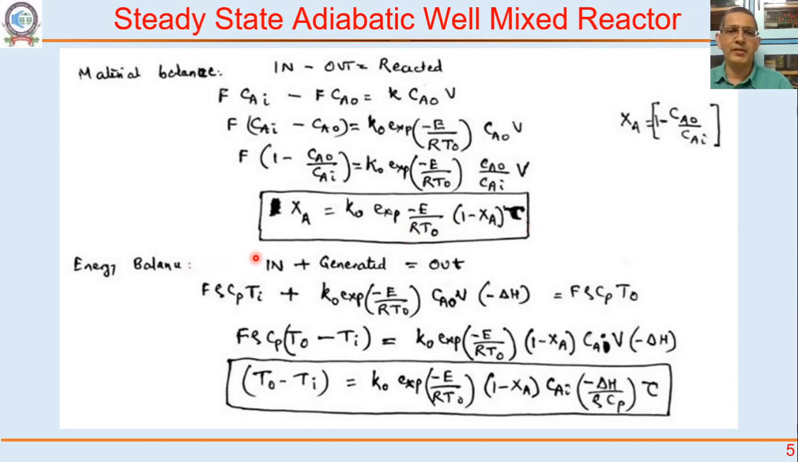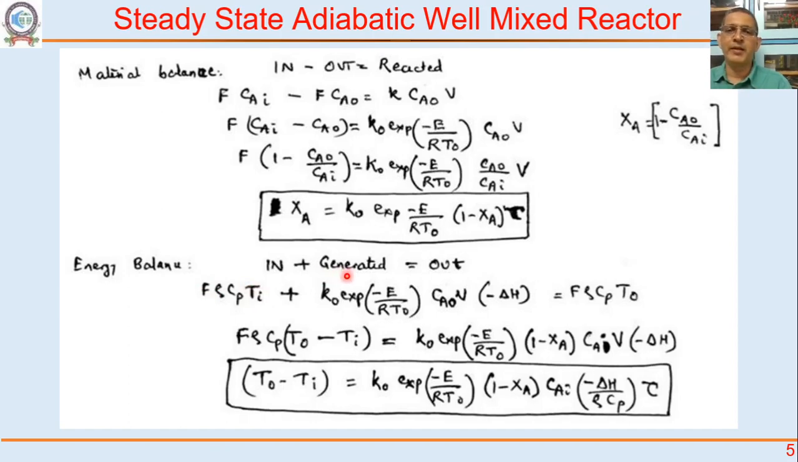Enthalpy balance, again we have written this in the last class, but just to help you: whatever enthalpy coming in plus what is generated minus what is going out. Right now we are saying this is an adiabatic well mixed reactor, so no heat is transferred to the cooling medium. So whatever enthalpy comes in plus what is generated is what is going out. Enthalpy coming in is flow rate multiplied by rho CPTI. Recall, this rho CPTI is enthalpy per unit volume multiplied by volumetric flow rate, which is the rate at which enthalpy comes in, joules per second, kilocalories per second if you like.